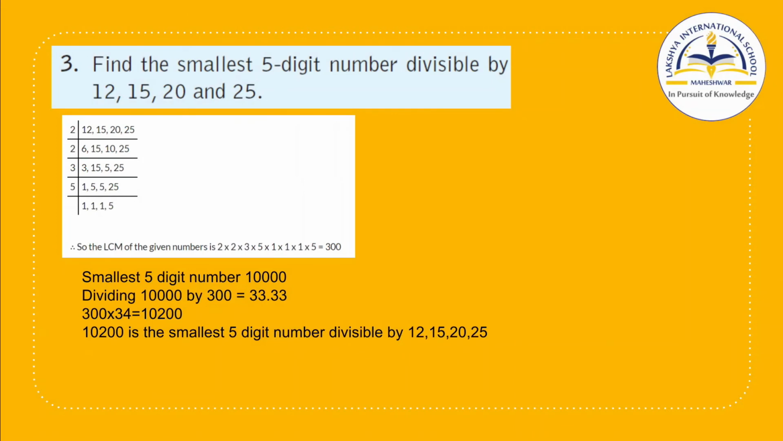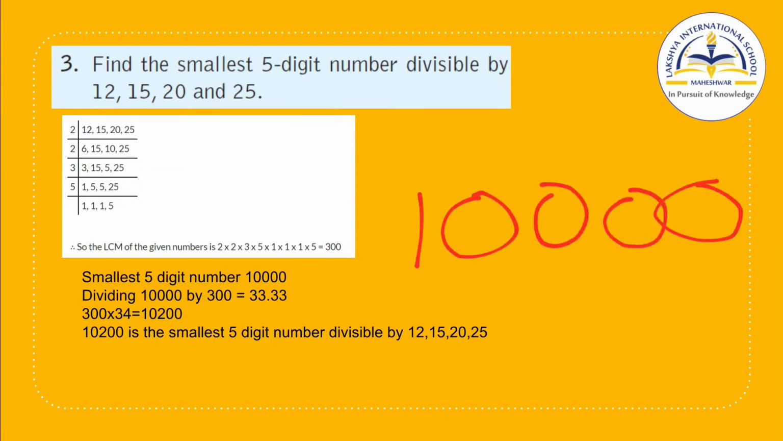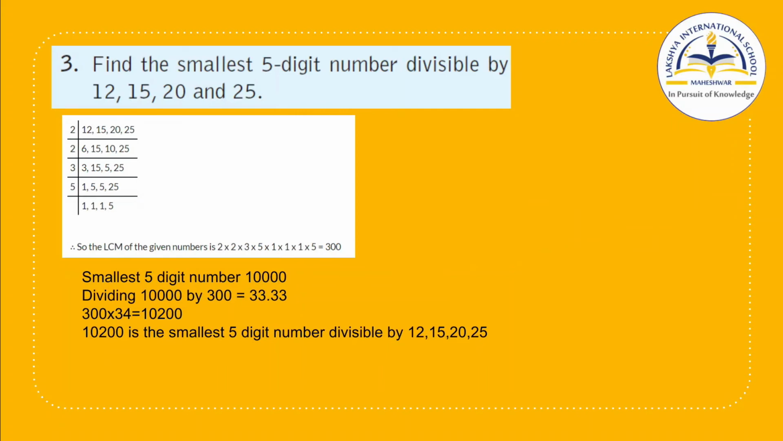In the same manner, question number 3. The smallest 5-digit number is 10000. Now here again you have to take the LCM. Your answer will be 300. Now on dividing 10000 by 300, you will get 33.33.